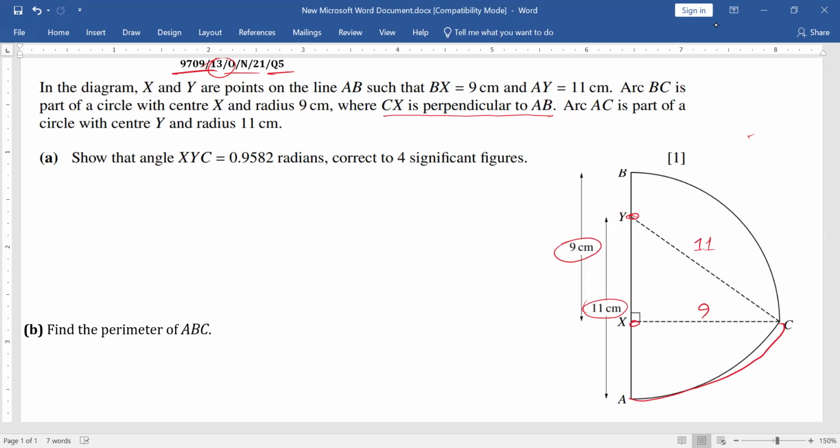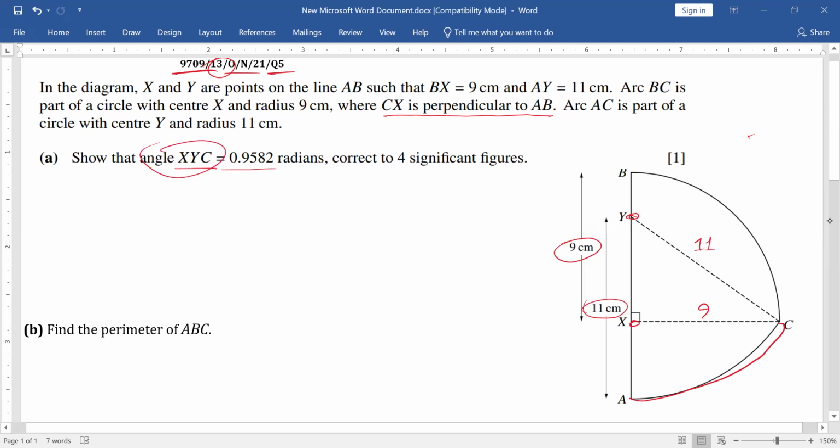So angle XYC equals 0.9582 radians, correct to 4 significant figures. We have to show this, so just mark angle XYC. Now, you probably think of the s equals r theta formula, but the problem is we don't know the arc length s, so we cannot use this formula. What else can we do?